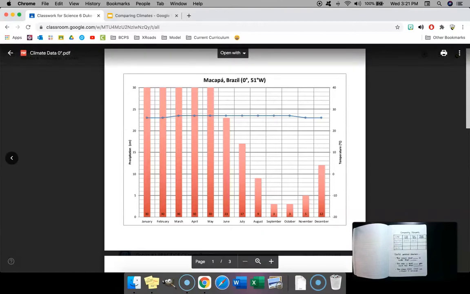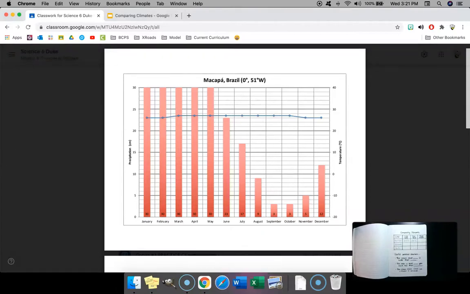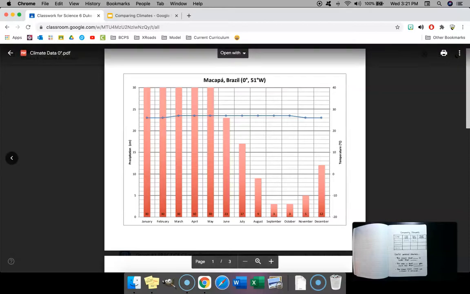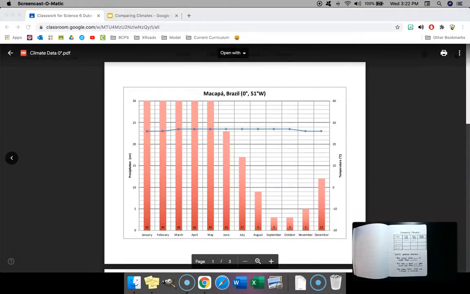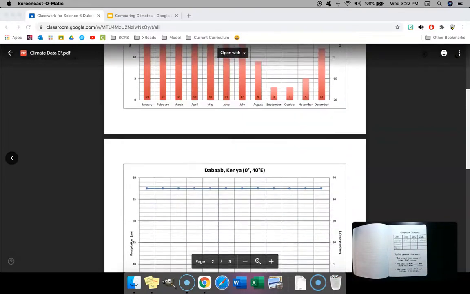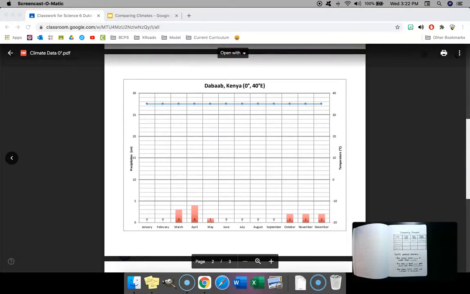The last thing I can do is add up the amount of precipitation for Macapa by looking at the red bar graphs. So I can quickly do that math. I'd recommend using a cell phone with a calculator to go ahead and add up the totals, and I would find out that Macapa gets an annual precipitation amount of 222 centimeters. Now, since I want to compare the 3 cities, I would go ahead and find the high temperature, the low temperature, and the precipitation for my next 2 cities.